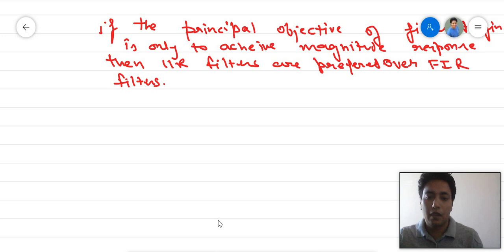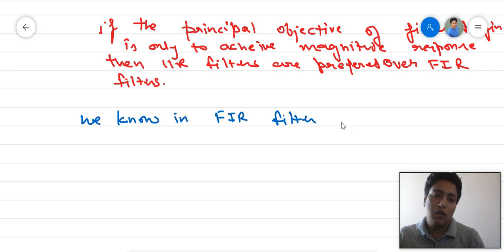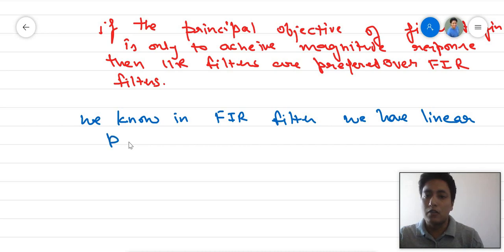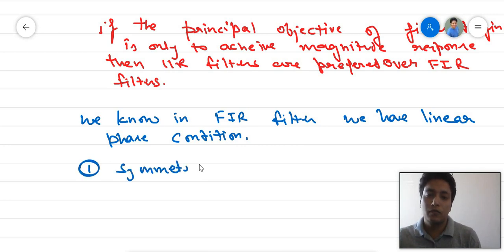Now we know in an FIR filter we have the linear phase condition. One may ask why this linear phase condition is not possible with the IIR filter, which we want to discuss at this point. And we know there are two cases: first, symmetric, and second, anti-symmetric.